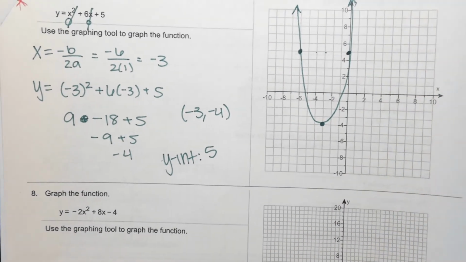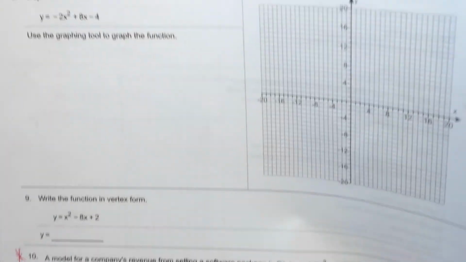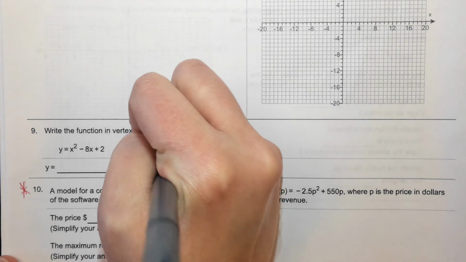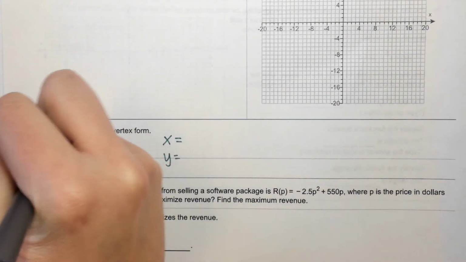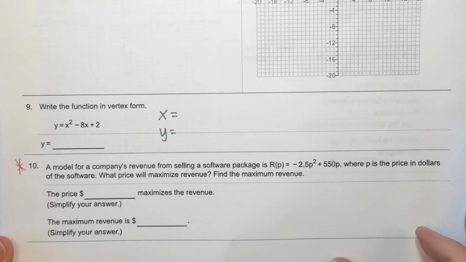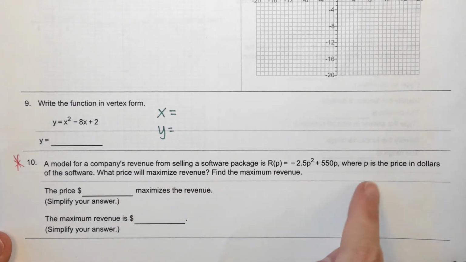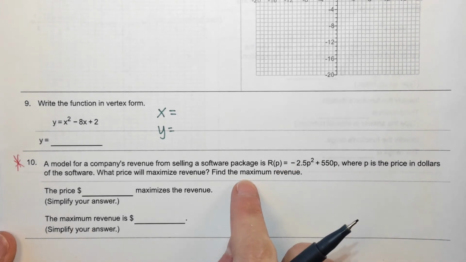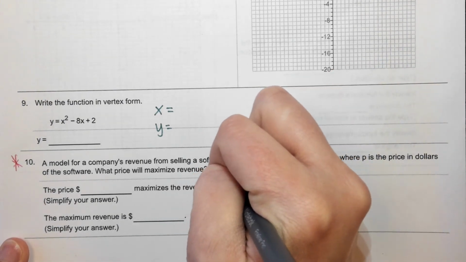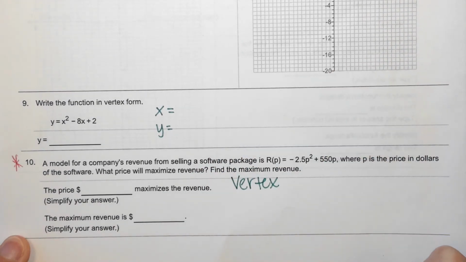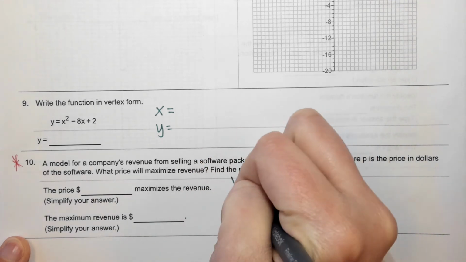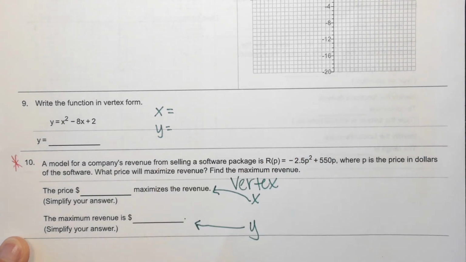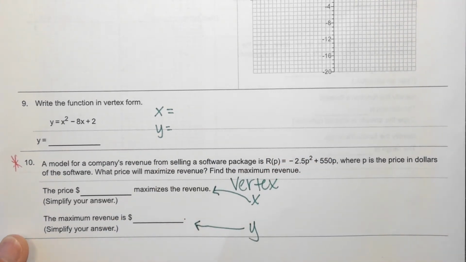Okay, you'll do number 8 the same way. Number 9, it wants you to write this in vertex form. So again, you're going to find X, find Y, and then make your equation. Number 10, I'm just going to talk about real quick. It's giving you a real life application problem, and you're talking about price and revenue. So what you're going to do here is find the vertex. Okay, find the vertex. Your X is going to be the price, and your Y is going to be the revenue. So just find your vertex and plug those numbers in.